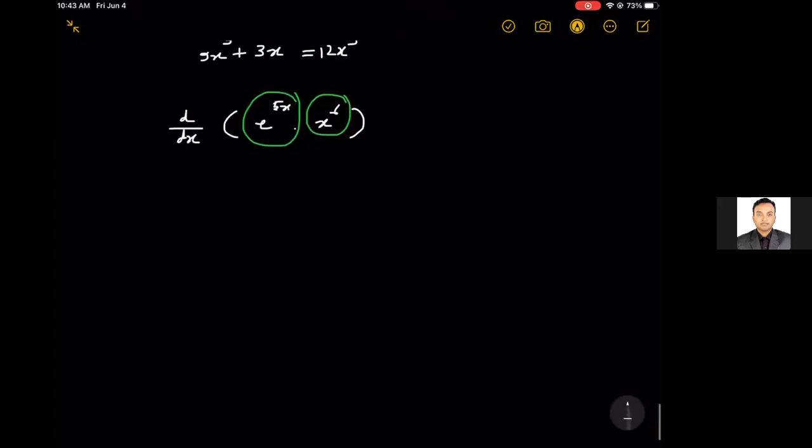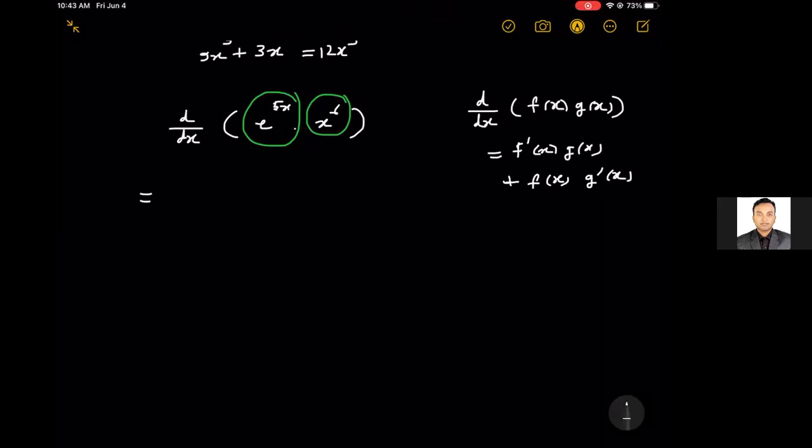what we'll do, if you remember, let me have it here. So when you have two functions, you just keep one and find the derivative of the other. Okay, and then add those. Like this. Okay, so keep one, find the derivative of the other, and do it for the other function as well. Keep one and find the derivative of the other, and then add those.